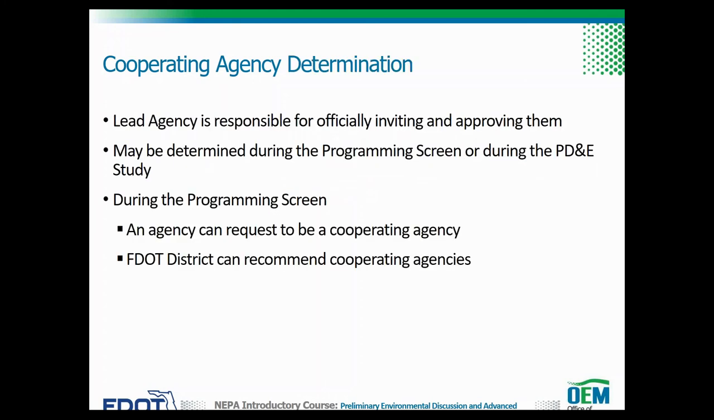The lead agency is responsible for officially inviting and approving cooperating agencies. Cooperating agencies may be determined during the programming screen or during the PD&E study, but must be determined before the class of action is determined. During the programming screen, an agency can request to be a cooperating agency and/or the district can recommend cooperating agencies. But again, the ultimate responsibility for inviting and approving cooperating agencies lies with the lead agency. For federal highway projects, this would be OEM.